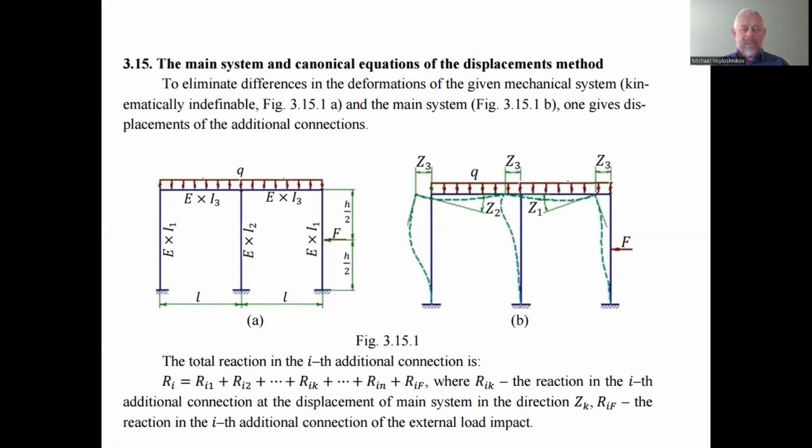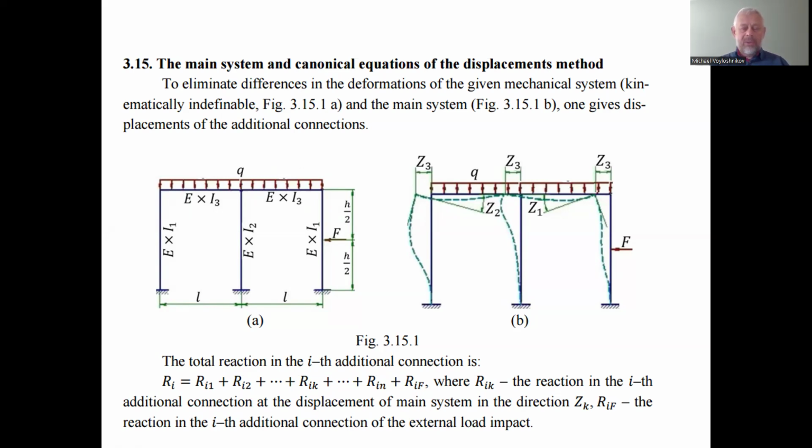The main system is the same as the statically indefinable assigned system, but with a cutout of the extra links unnecessary for the geometric invariability of the assigned system. And instead of the cutout extra links, we apply to the same point the reaction forces, efforts, maybe not only forces, but could be the moments of the reaction. After that, we can decide the compatibility equations of the force method, which are the canonical equations of the force method.